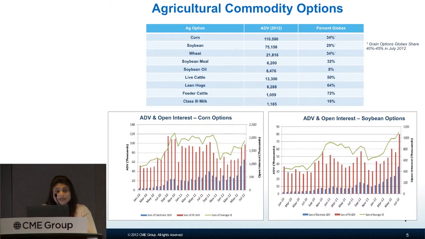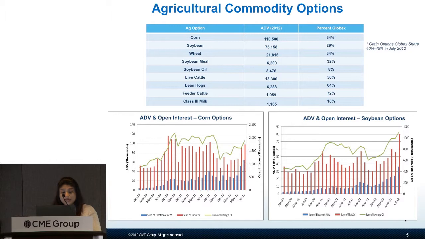So just to give you an idea about our products, these numbers are year-to-date over here. You have corn, which is the most liquid product, followed by soybean options, wheat, meal and oil are the oil seeds. Live cattle and lean hog are our liquid livestock options. And class 3 milk is our most liquid dairy option. So corn trades around 110,000 ADV for the year 2012.